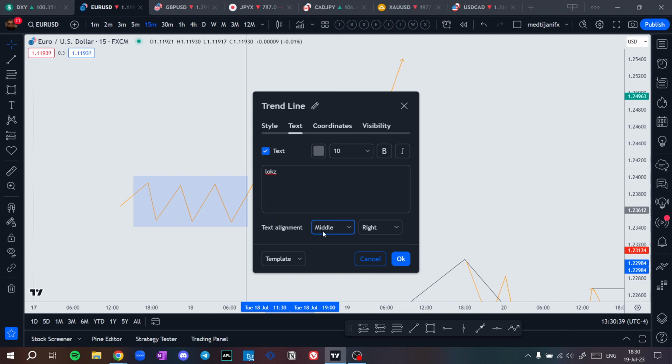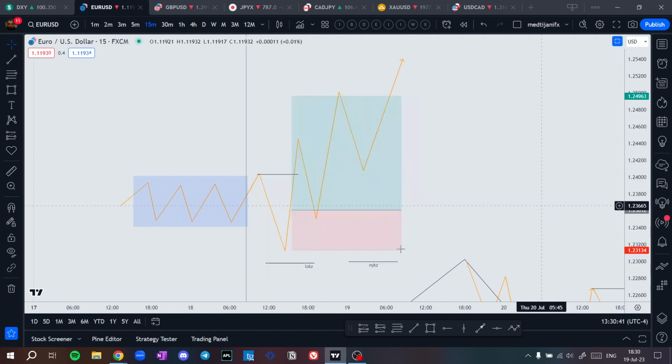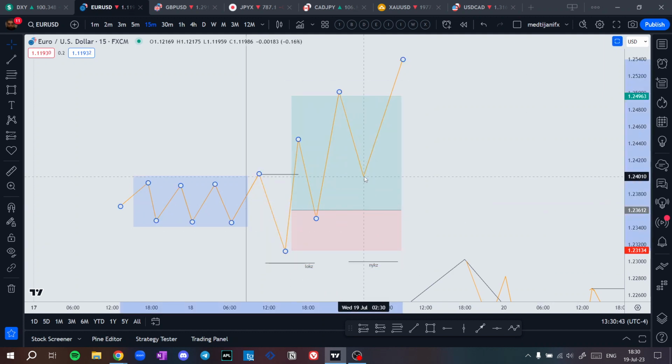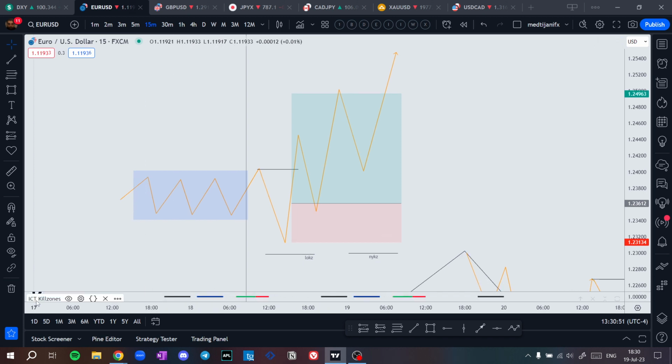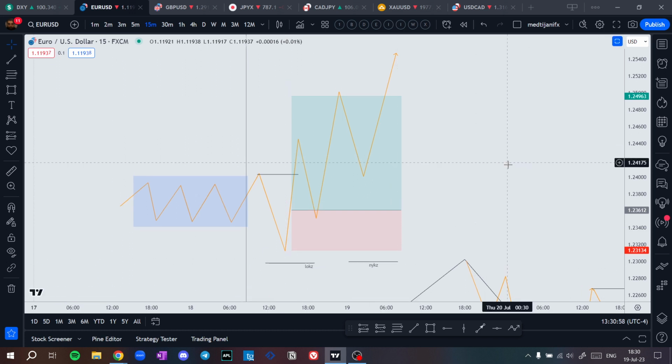This is London, this is New York. What is the name of this lines indicator for zones? It is called ICT Kill Zones. Yeah. Great, thanks.